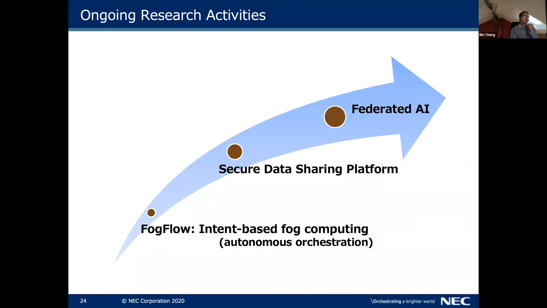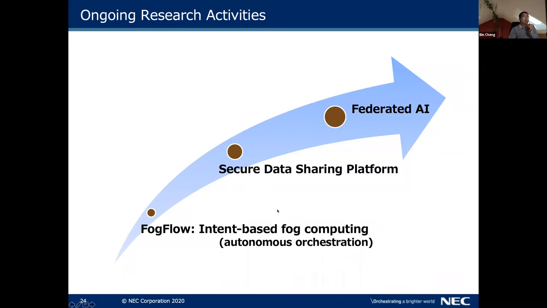In terms of research, looking ahead, we are currently extending this orchestration to have distributed, or we call it autonomous orchestration. It means this orchestration is not just carried out in the cloud in a centralized way, but can be carried out distributed by the local edge as well, and they are able to collaborate with the other systems.